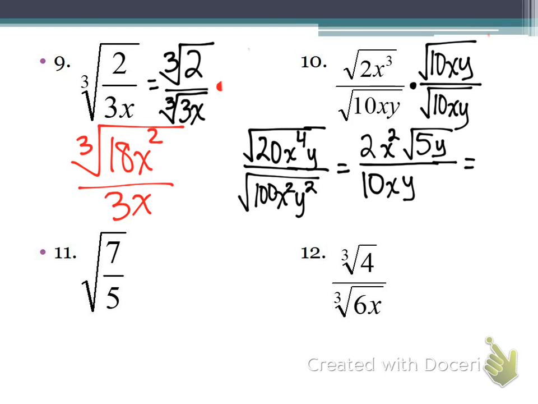Now, last step, we look at what's outside of the radical. Can any of that simplify? Yeah. Good. The 2 over 10 simplifies to be what? 1/5. Okay, x squared over x leaves us with an x in the top. And then nothing to simplify with that y. Anything under the radical is staying underneath. So x root 5y over 5y. That's our answer.